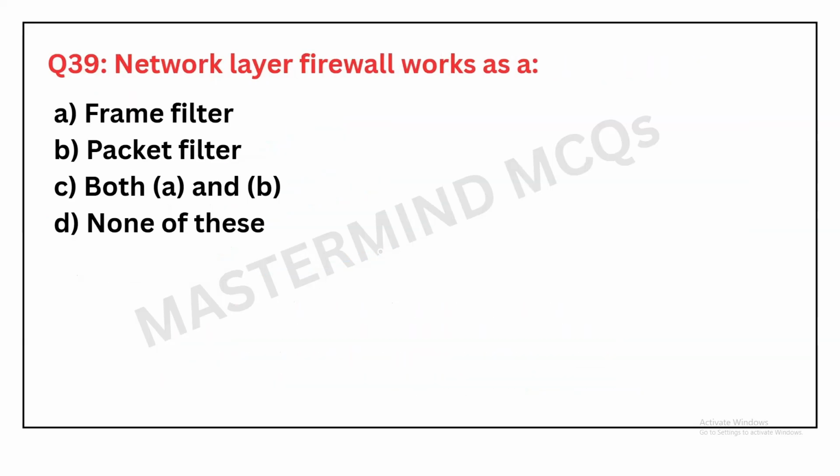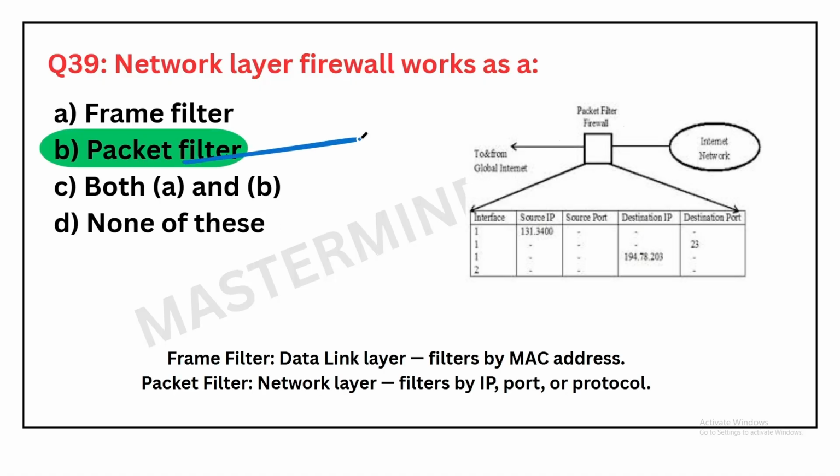Question number 39. Network layer firewall works as a option A, frame filter. Option B, packet filter. Option C, both A and B. Option D, none of the above. The right answer is option B, packet filter.